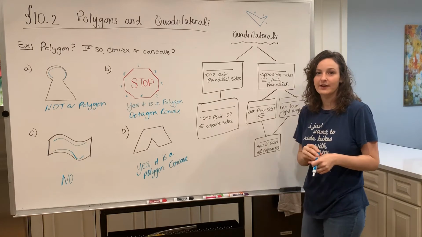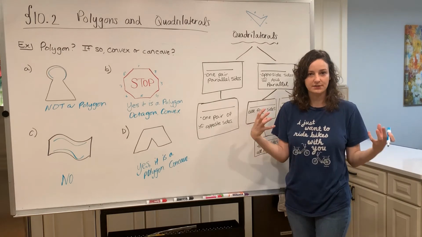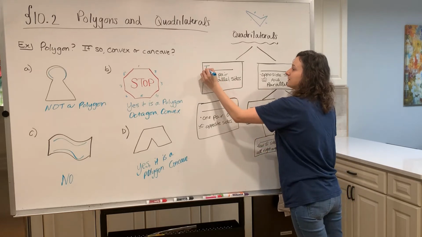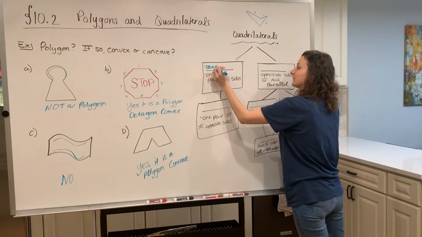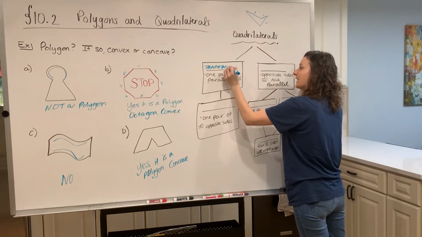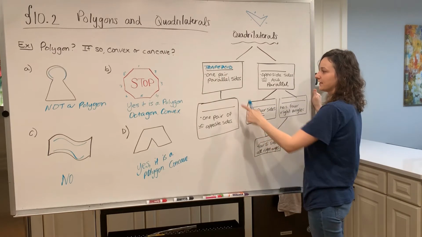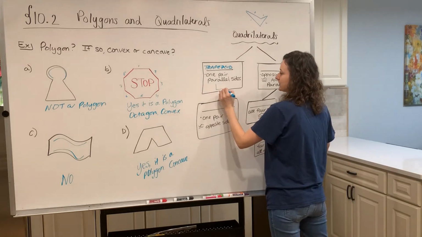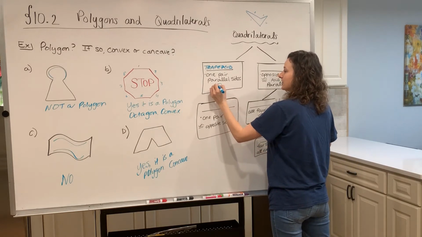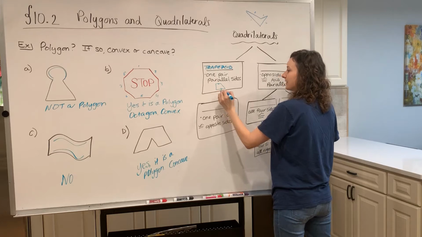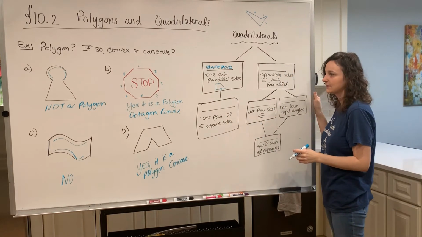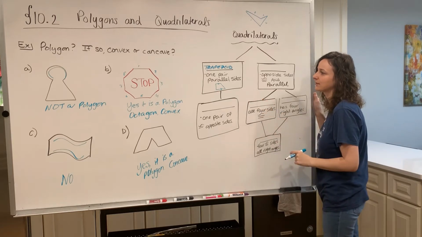Now, the quadrilateral family, we're going to be talking about 2 branches of the quadrilateral family. It is either a trapezoid, if your quadrilateral has 1 pair of parallel sides. So I could draw a trapezoid here. Notice here that the top and the bottom are parallel. The left and the right sides are not parallel. So this would be called a trapezoid.